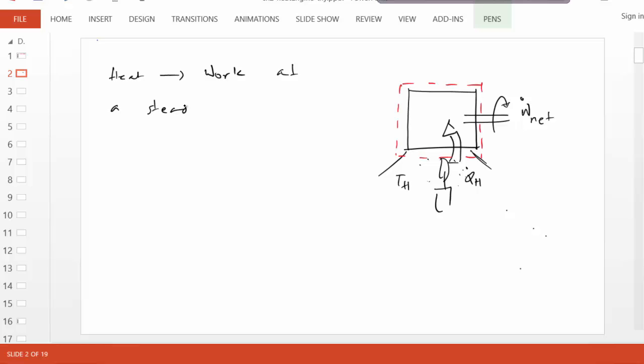In other words, it cannot be performed just for a few seconds. Then you can hide a battery inside a system, make a shaft turn, and say you have invented an engine. So that's the basic definition of a heat engine. We want to convert heat to work.